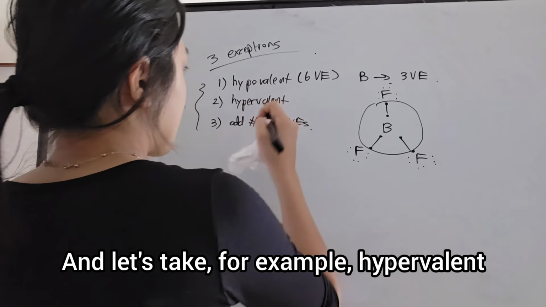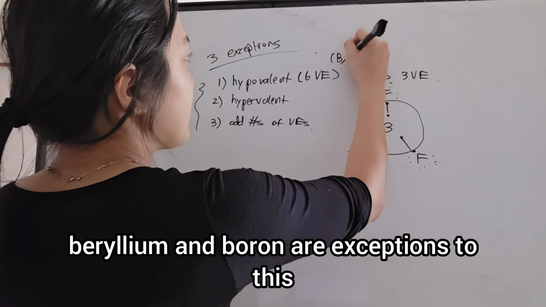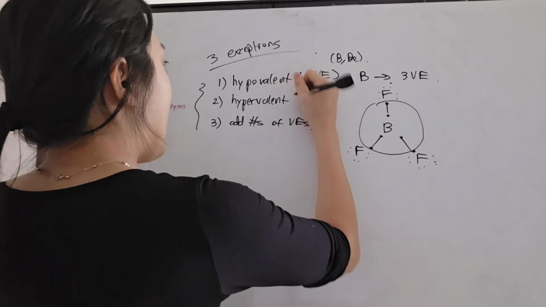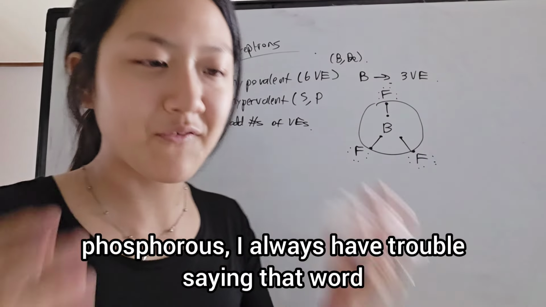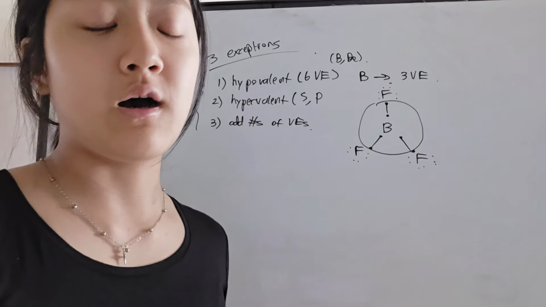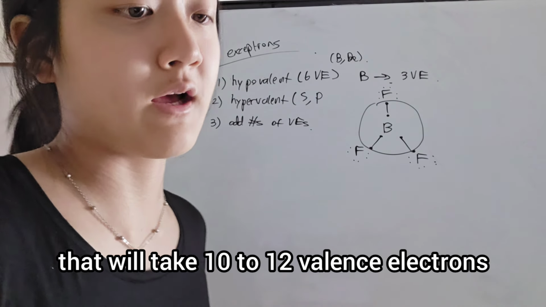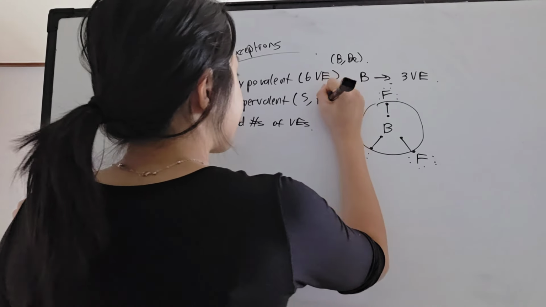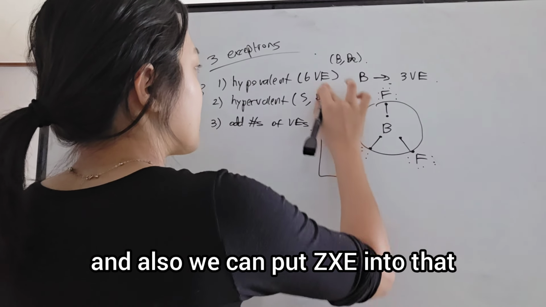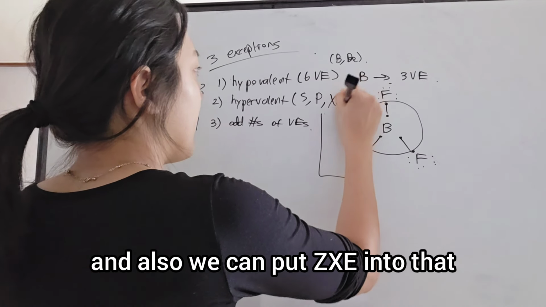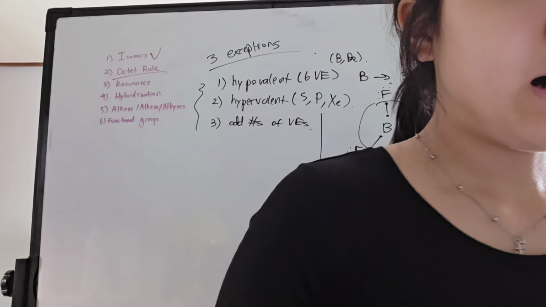And let's take, for example, hypervalent. Hypervalent atoms are, oh, by the way, beryllium and boron are exceptions to this. Hypervalent atoms include sulfur and phosphorus, I always have trouble saying that word, which are atoms that will take 10 to 12 valence electrons. And also we can include xenon in that as well.